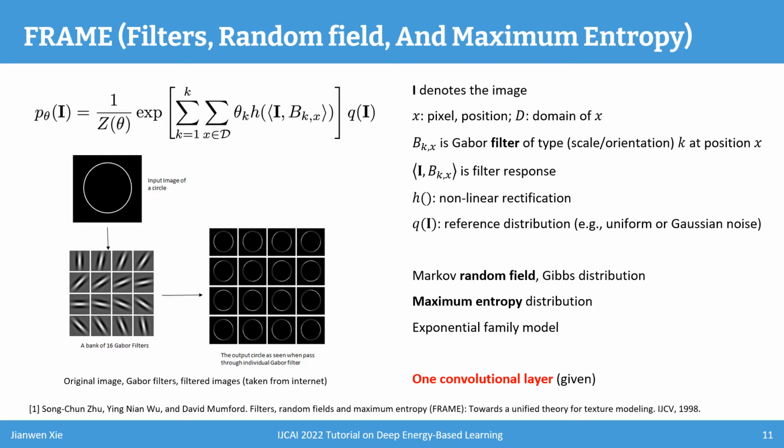In the field of computer vision, the FRAME model was proposed for texture modeling. The FRAME model is a Markov random field model or an energy-based model whose energy function is the sum of translation invariant potential functions that are one-dimensional nonlinear transformations of Gabor filter responses. It assumes a dictionary of Gabor filters is given, and only learns weight, theta, on top of the nonlinear transformation of filter responses.